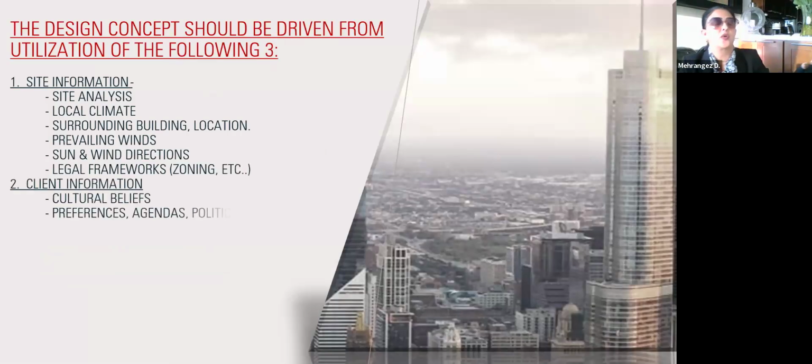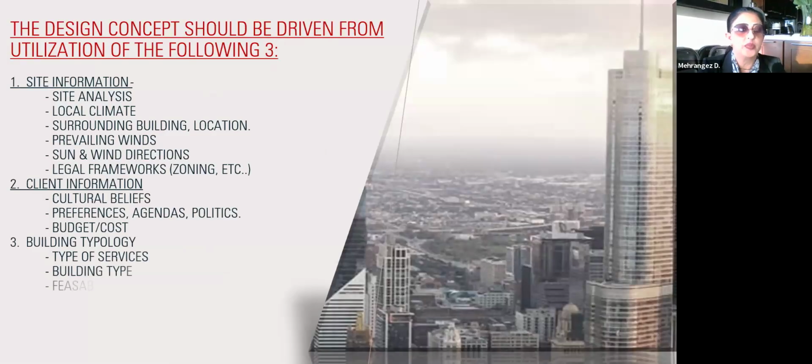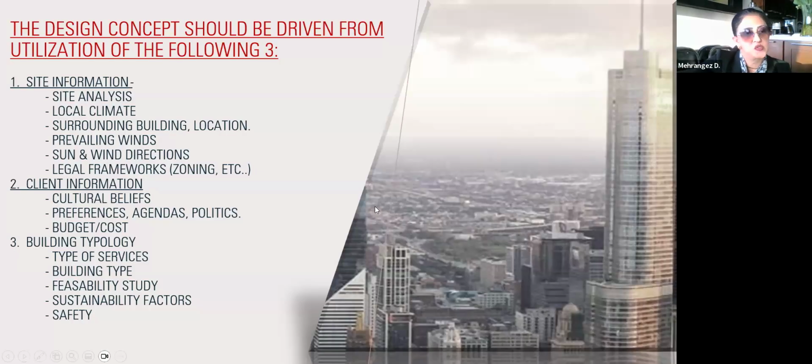You can categorize it into three. The first one would be the site information, such as local climate, prevailing winds, surrounding buildings, context, history, opportunities that you see in the site that you can explore, vegetation, other contributing factors, and then of course zoning, which is going to really affect your project or your design. You have to keep in mind those things.